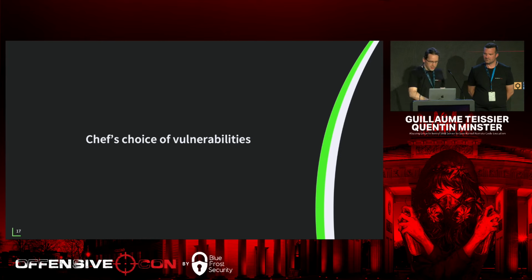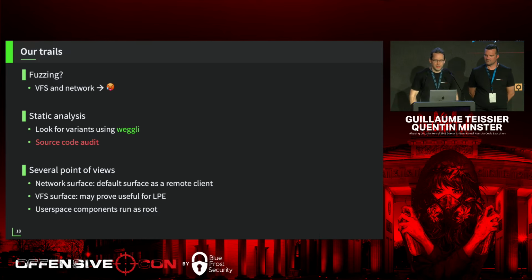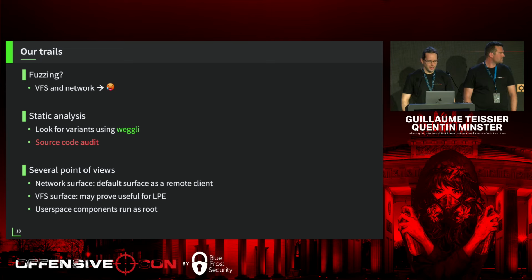Right, so it's doing network and VFS stuff that looks not trivial to fuzz, so we first went into it doing code review. Basically, the main surface that you have as a remote attacker is the network surface of the SMB protocol.